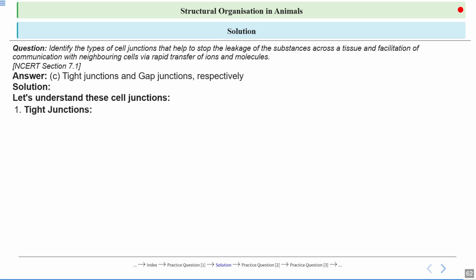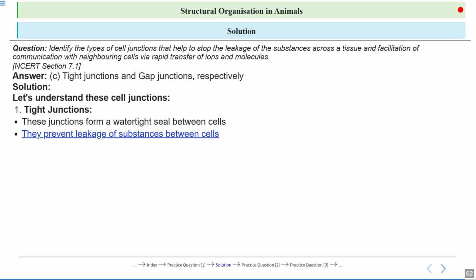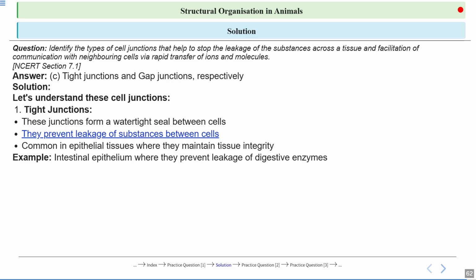Tight junction. What is the function of tight junction? These junctions form a watertight seal between cells, so they do not allow substances to move in between the cells. They prevent leakage of substances between the cells, and are common in epithelial tissue where they maintain tissue integrity. Example, intestinal epithelium, where they prevent the leakage of digestive enzymes. They do not allow any digestive enzyme to leak out from there. So they are present in the intestinal epithelium.